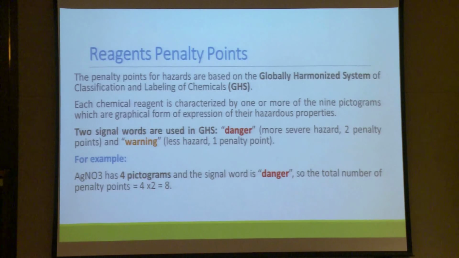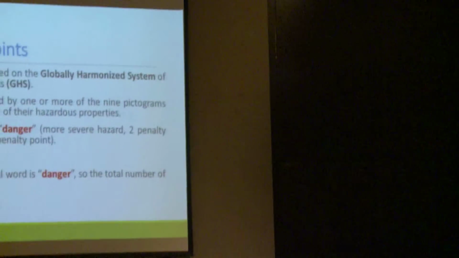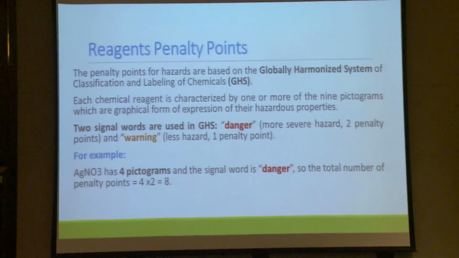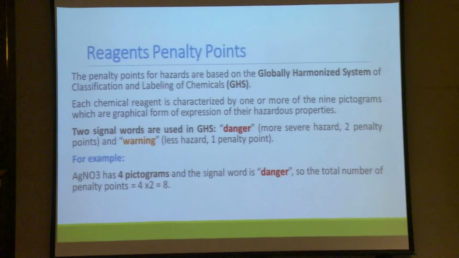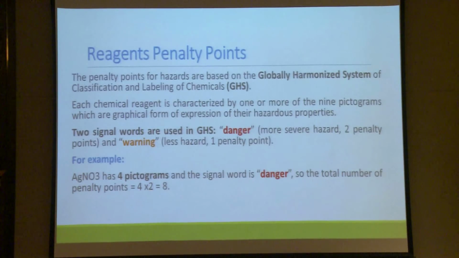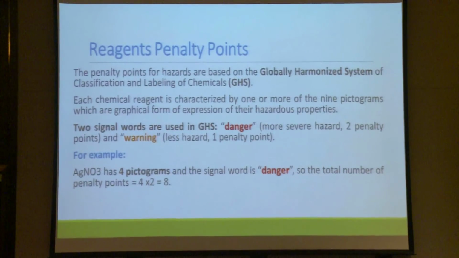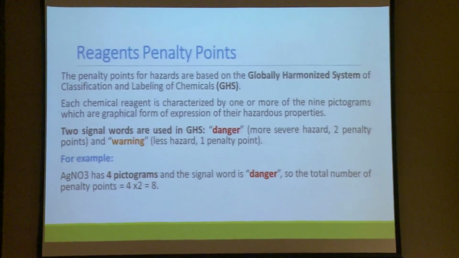For the reagent penalty point, we follow the Globally Harmonized System, GHS, which describes each of the used reagents by 2 things: the pictograms, as I told you, these pictures on the bottles, and the signal word. The signal word could either be warning, which is less harmful and takes a penalty point of 1, or danger, which is more harmful and takes a penalty point of 2. So for example, if we have silver nitrate in our experiment, it has 4 pictograms, so it will be 4, and the signal word describes it as danger, so it has 2 penalty points, so silver nitrate will have 8 penalty points.